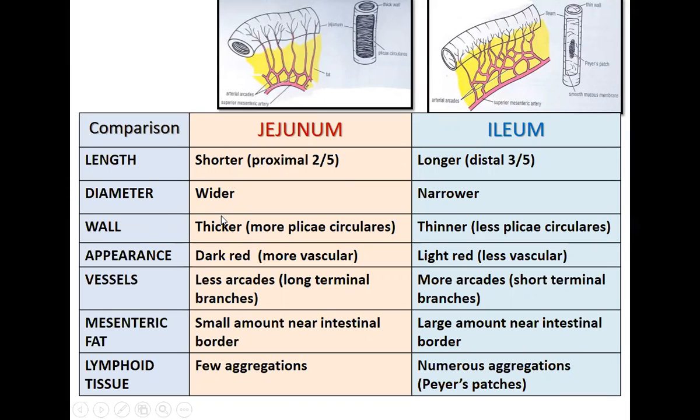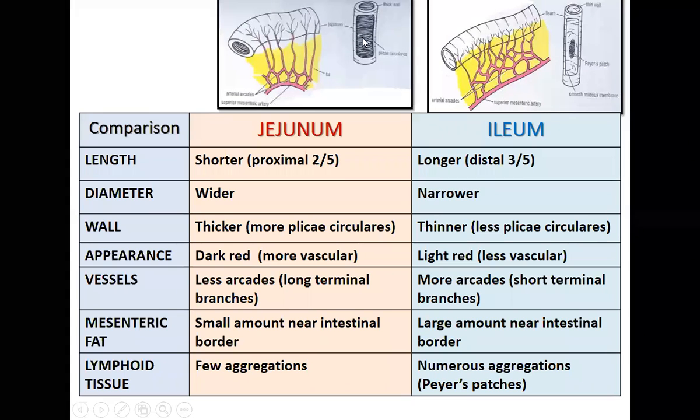If you see the wall, the jejunum has a thicker wall compared to the ileum, which has a thinner wall. This thicker wall is because of the more plicae circularis. What are plicae circularis? These are nothing but the folds of the wall of the intestine. These are more in the jejunum compared to the ileum. If you see here, they are far apart. So there are fewer plicae circularis, so the wall is thinner.